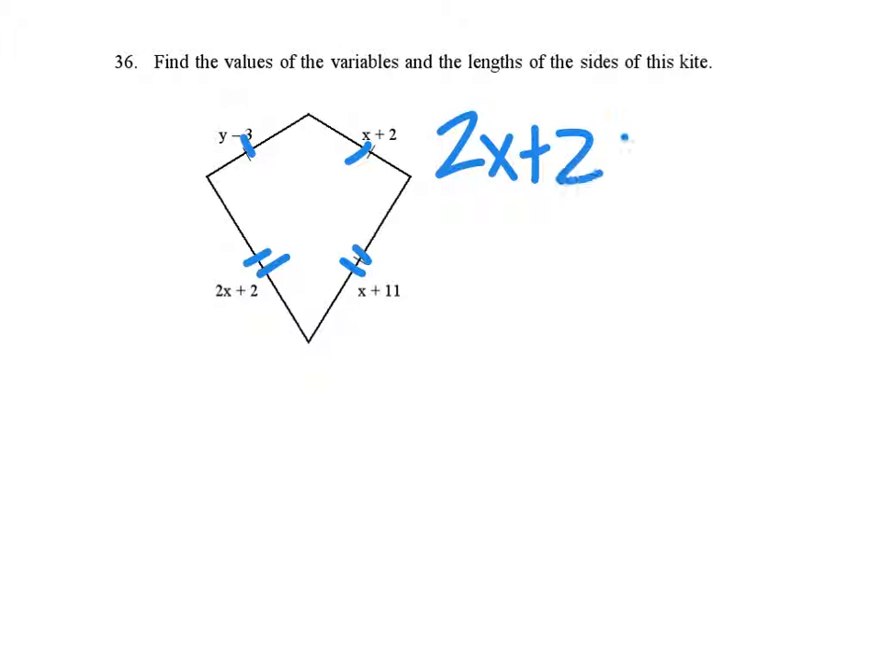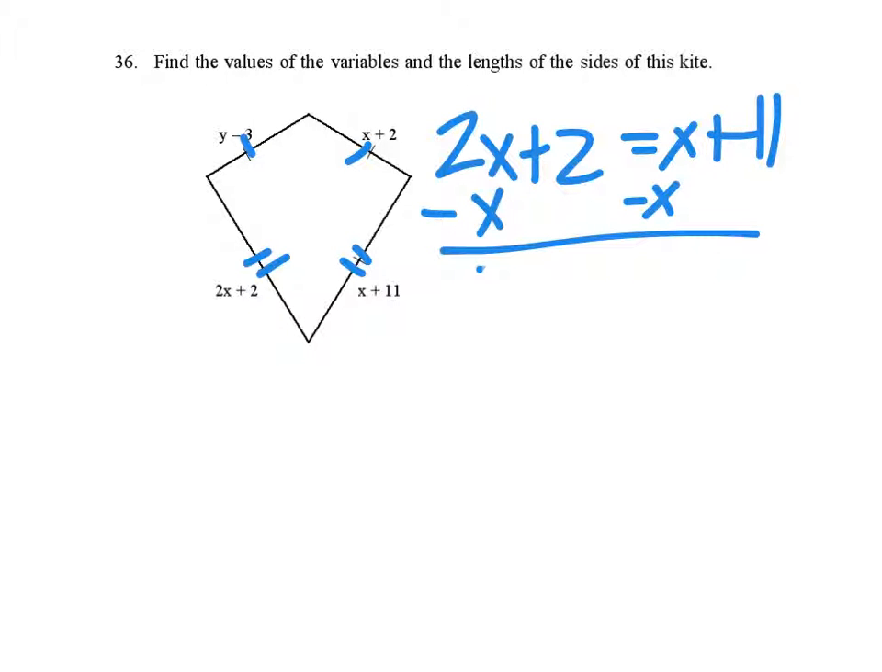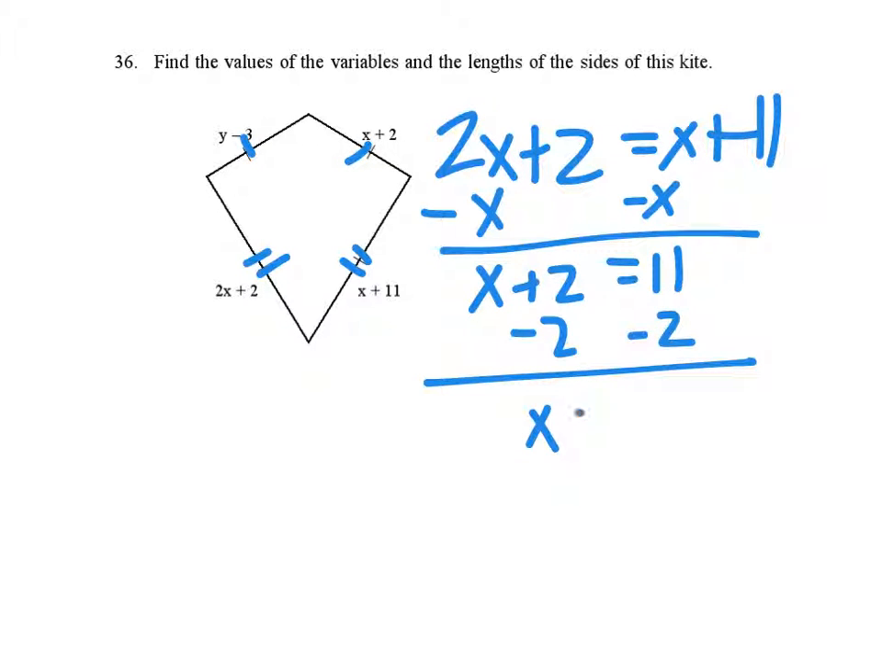2x plus 2 equals x plus 11 and solve for x. So we'll subtract x from both sides and get x plus 2 equals 11. We'll subtract 2 from both sides and get x equals 9. Then we're going to plug x in up here. We'll have 9 plus 2, which is what, 9, 10, 11.